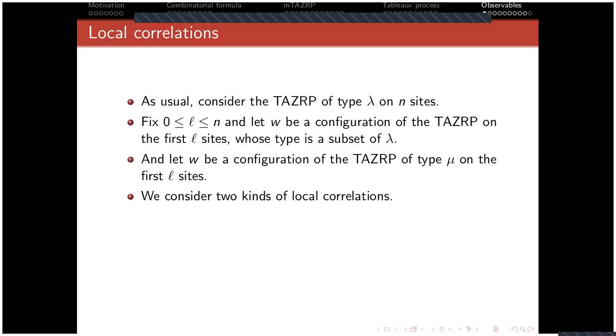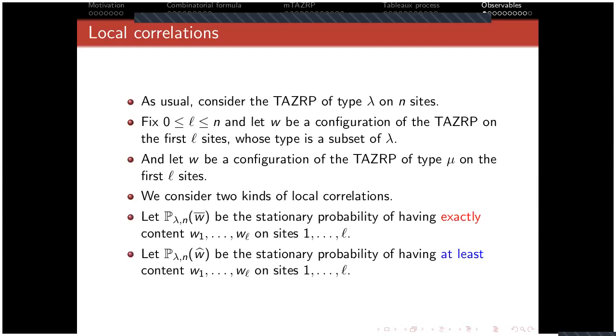So we'll consider two related correlations. One is having exactly content W1 through WL, and one is having at least W1 to WL on these first L sites. Okay. So I denote them by W bar and W. These are of course related closely.